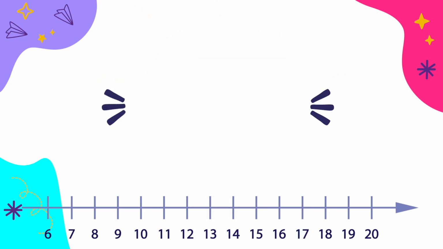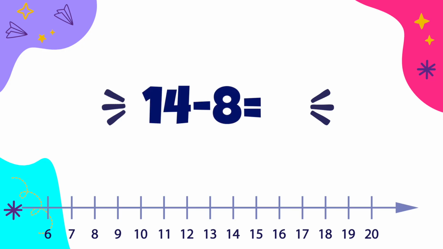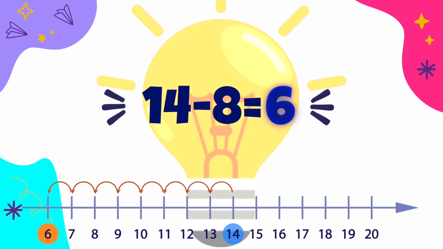Let's try another subtraction problem. 14 minus 8. Start at 14. Move backward 8 jumps. 1, 2, 3, 4, 5, 6, 7, 8. We landed on 6. So 14 minus 8 equals 6.